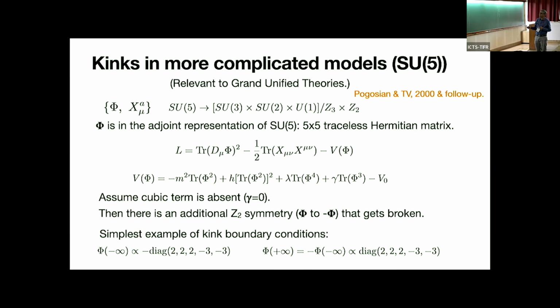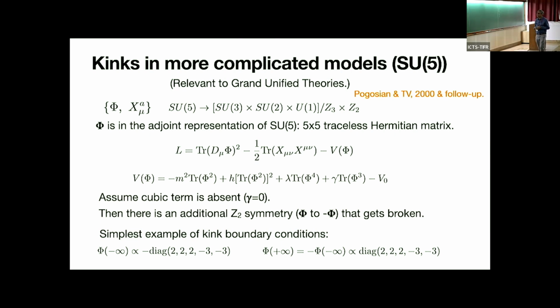And then there is an additional symmetry. So this model has an SU5 symmetry. I don't know if the students are familiar with symmetry groups and SU groups? Yes? Okay. Anyway, this model has SU5 symmetry, but if you turn off the gamma, if you turn off the phi cube, then there's an additional Z2 symmetry, which is phi to minus phi. You can flip the sign of phi, and you still get the same Lagrangian.